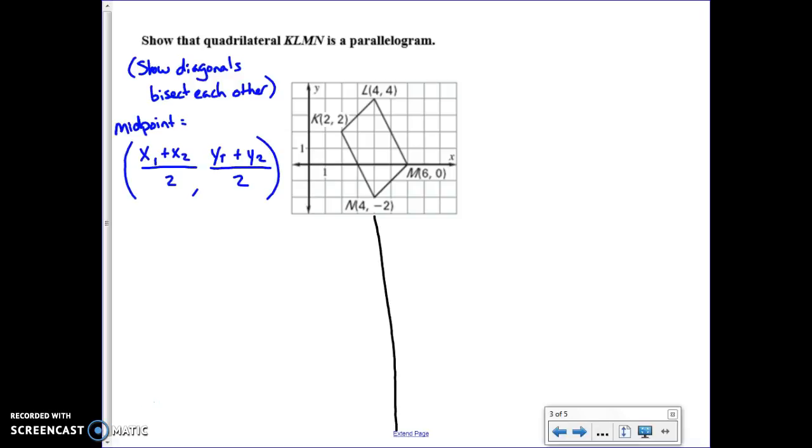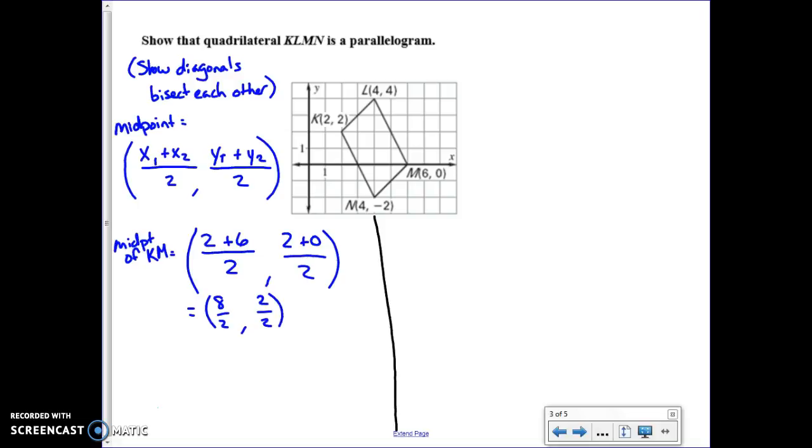So in this case, I'm going to find the midpoint, and this is of the diagonal. So I want to go from K to M. So midpoint of KM. So my x values are 2 plus 6. I'm adding them together and I'm dividing by the number that I have. My y values are 2 plus 0. So I get 2 plus 6 is 8, 2 plus 0 is 2. So I end up with 4, 1 for the midpoint of KM.